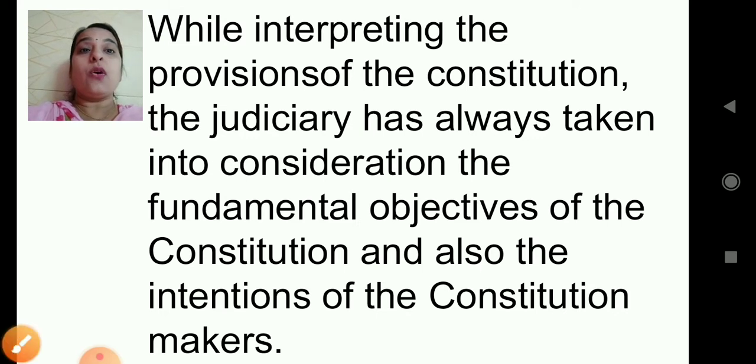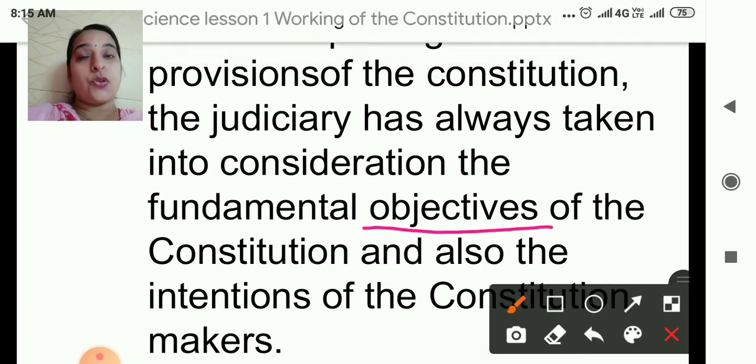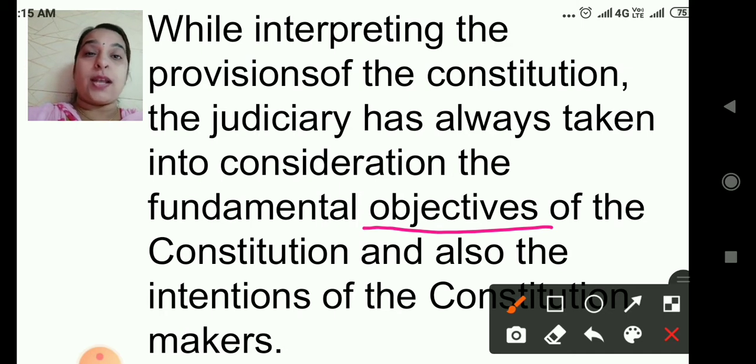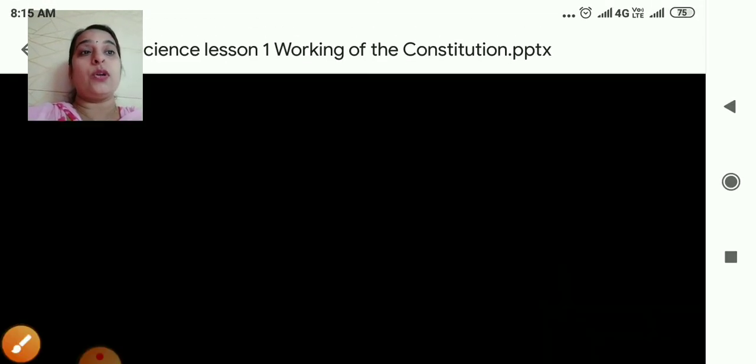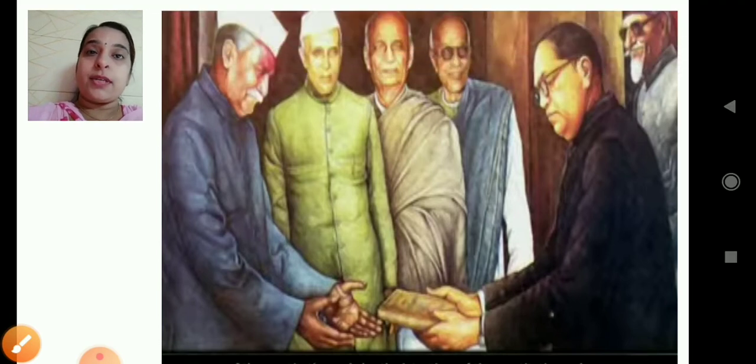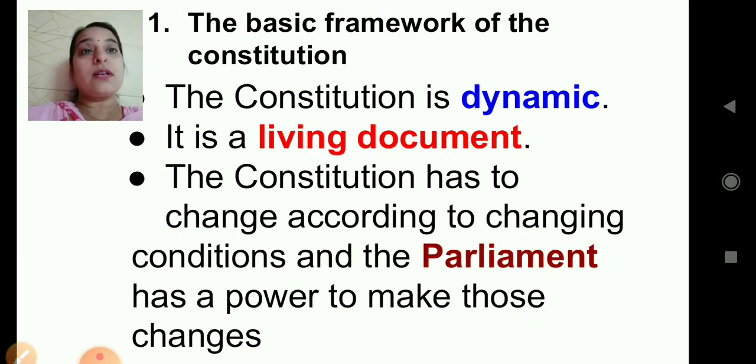Now, children, what are the fundamental objectives of our Constitution? Justice, equality, liberty, fraternity. These are all the objectives and also the intentions of the Constitution makers. Now, children, you all know that Dr. Babasaheb Ambedkar is the architect of the Indian Constitution. Now, let us see what is the basic framework of the Constitution. The Constitution is dynamic. It is a living document.